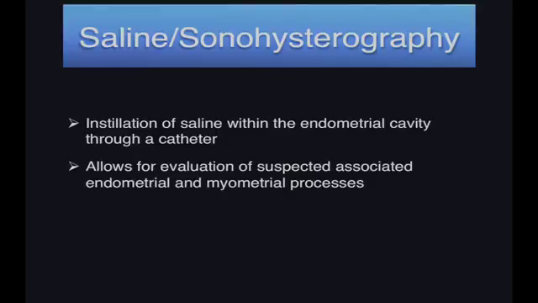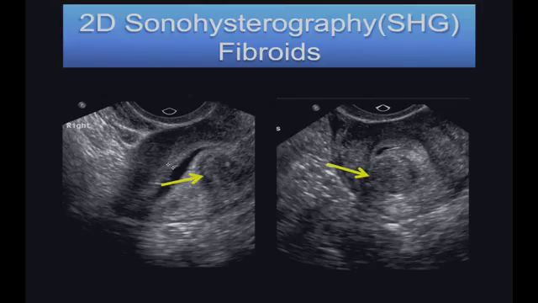So the relationship of fibroids to the endometrial cavity is often better evaluated using sonohysterography, which is instillation of saline within the endometrial cavity. So here we have the 2D sonohysterogram in this patient, and we can see that the larger fibroid has at least a partially submucosal component associated with the endometrial cavity.